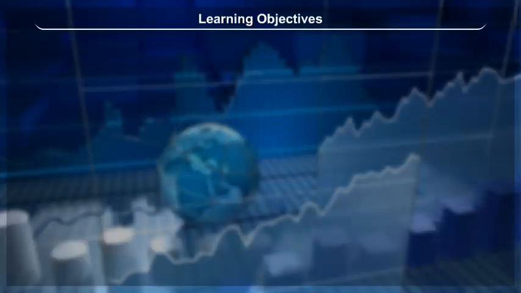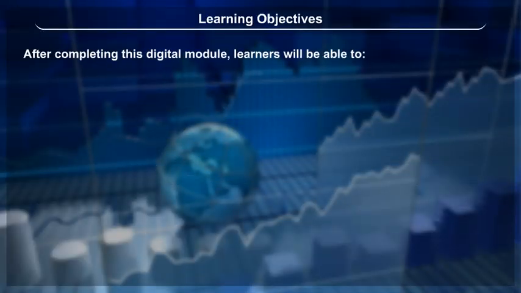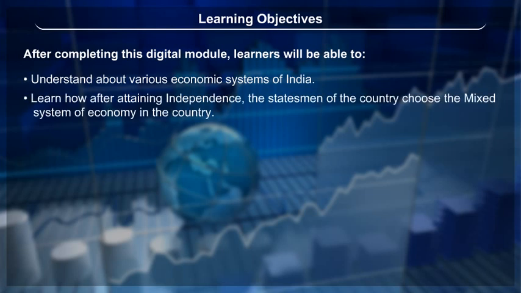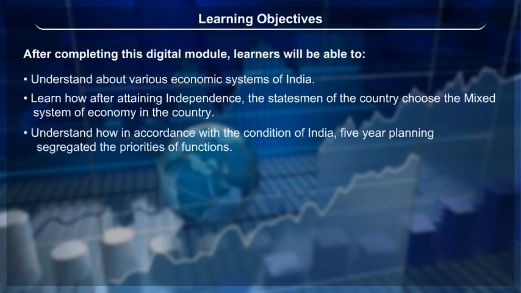Learning objectives. After completing this digital module, learners will be able to understand various economic systems of India. Learn how, after attaining independence, the statesmen of the country chose the mixed system of economy. Understand how, in accordance with the condition of India, 5-year planning segregated the priorities of functions.